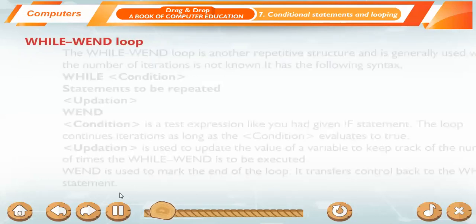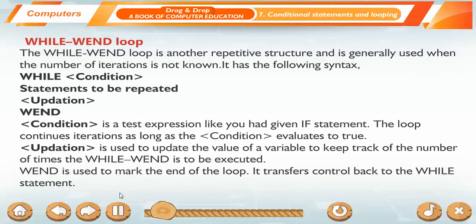While-when loop. The while-when loop is another repetitive structure and is generally used when the number of iterations is not known. It has the following syntax: While condition, statements to be repeated, updation, when. Condition is a test expression like you had given in the if statement. The loop continues iterations as long as the condition evaluates to true.